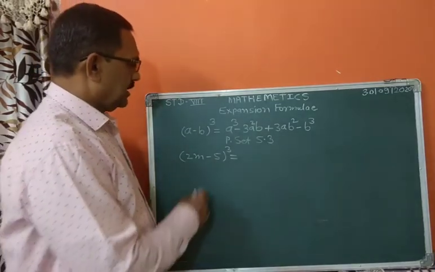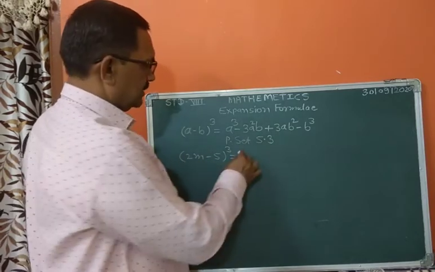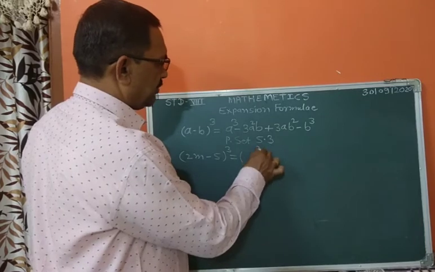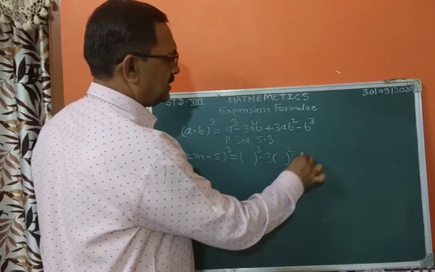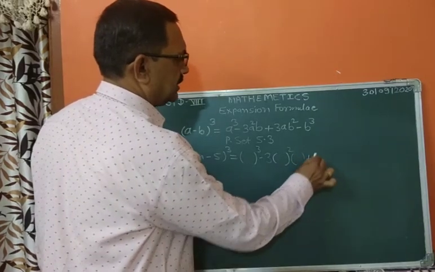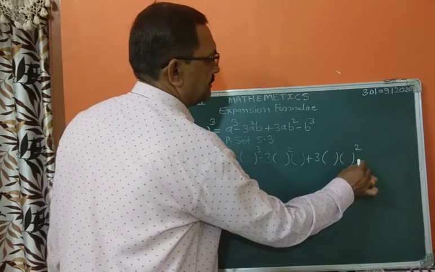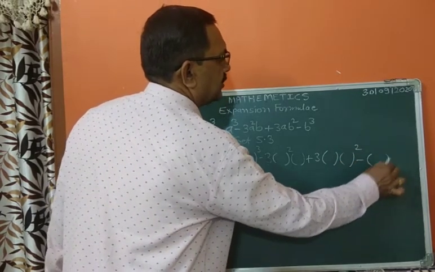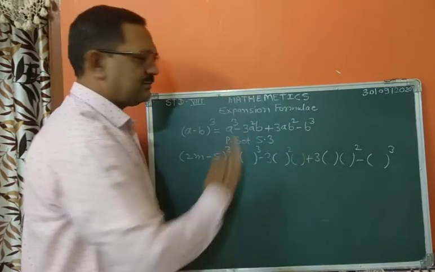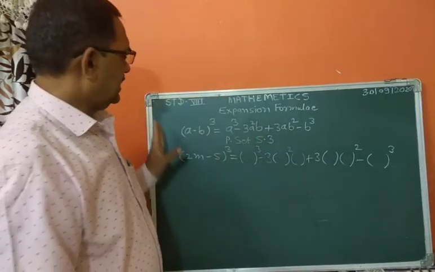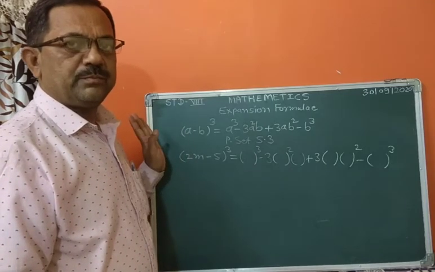Now, what is the formula of this (a minus b)³? First term cube minus 3 into square of the first term into second term plus 3 into first term into square of the second term minus cube of the second term. In this way, this is the formula on which all examples depend.